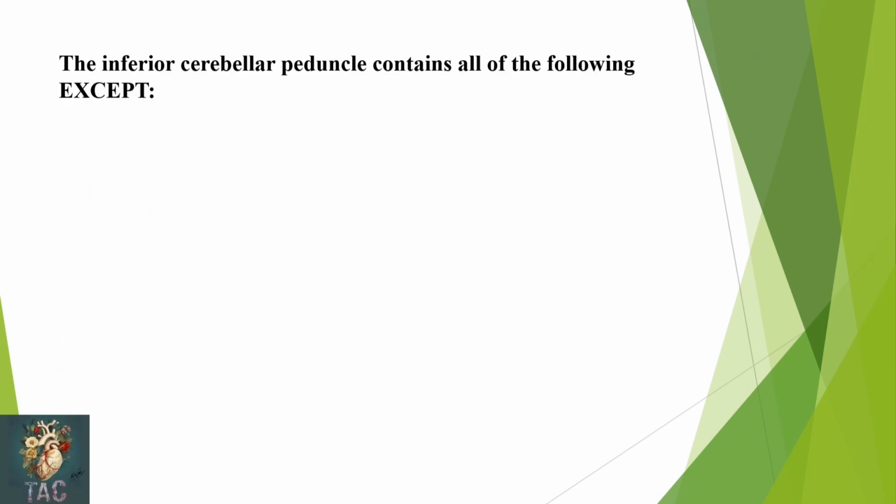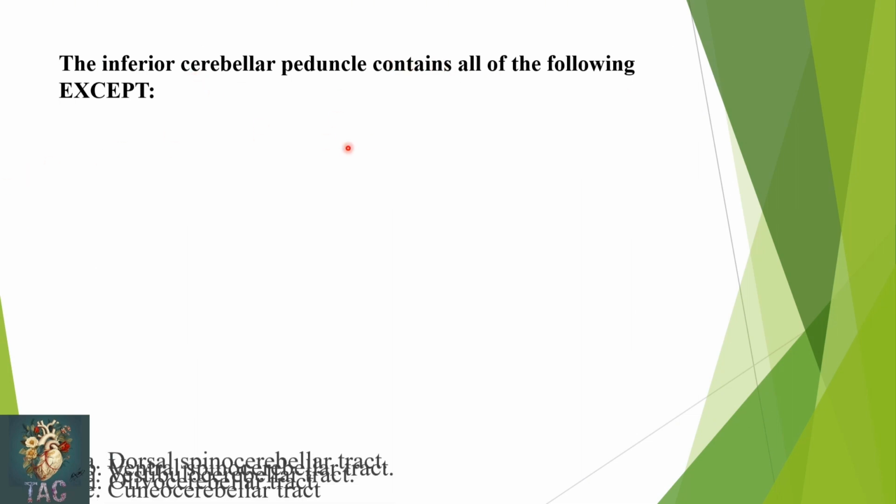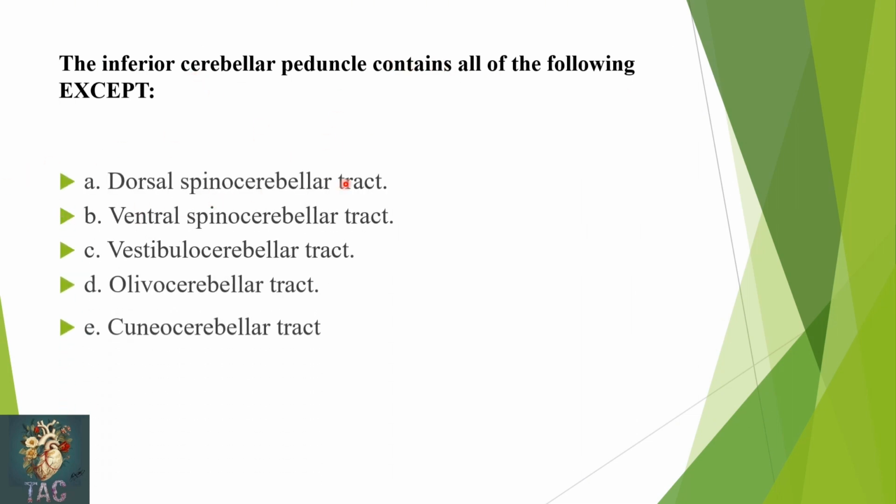Next MCQ is the inferior cerebellar peduncle contains all of the following except, that is the dorsal spinocerebellar pathway, the ventral spinocerebellar pathway, the vestibulocerebellar, olivocerebellar or the cuneocerebellar. So we all know that the ventral spinocerebellar pathway enters the cerebellum through the superior cerebellar peduncle and not through the inferior, and this is the correct option.